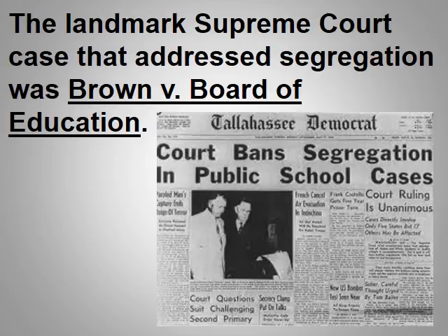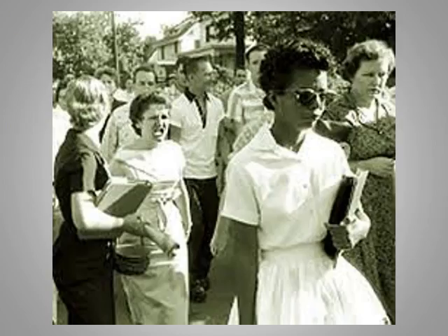That doesn't always mean that the process was easy. In September of 1957, 9 African American students were selected to integrate Central High School in Little Rock, Arkansas. They are called the Little Rock 9. Clever. 9 African American students who were chosen to forcefully integrate Little Rock High School, Central High School in Little Rock. They were called the Little Rock 9.